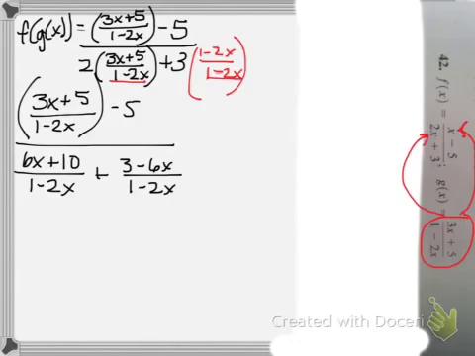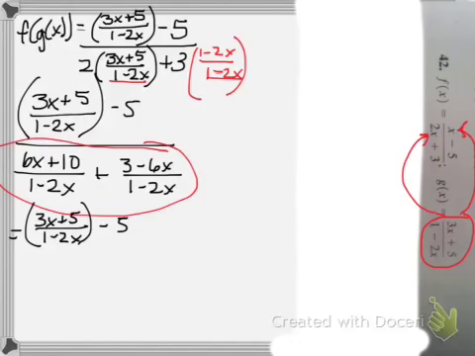What we'll do now is put the denominator all together, so we're just going to combine like terms. Again, leaving the numerator exactly the same, 3x plus 5 over 1 minus 2x, minus 5. Now we'll combine 6x minus 6x. Those are going to go away. And then 10 plus 3 becomes 13. And our denominator is 1 minus 2x.